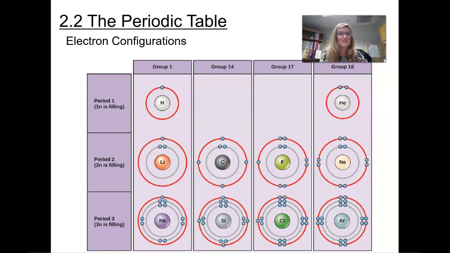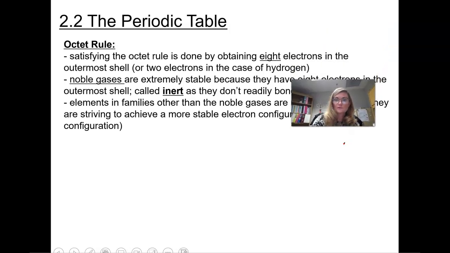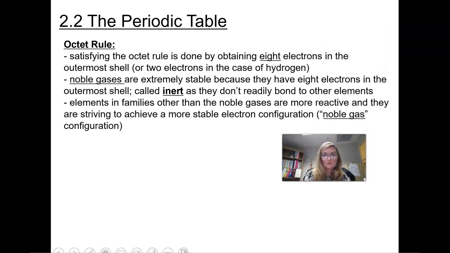So here's some more different electron configurations. So it shows you hydrogen and helium. Then we go to period 2. It shows you lithium, carbon, fluorine, and neon. And then you go to period 3, and it shows you sodium, silicon, chlorine, and argon. So you can take a minute and look over those and notice how the electrons are configured.